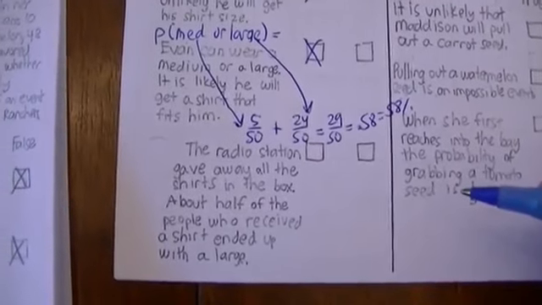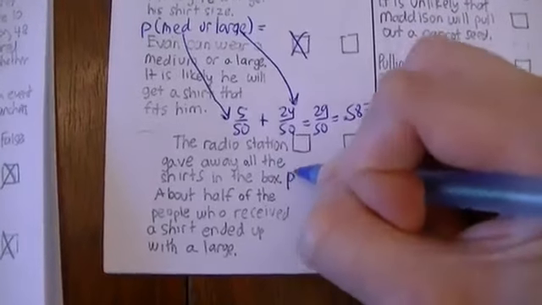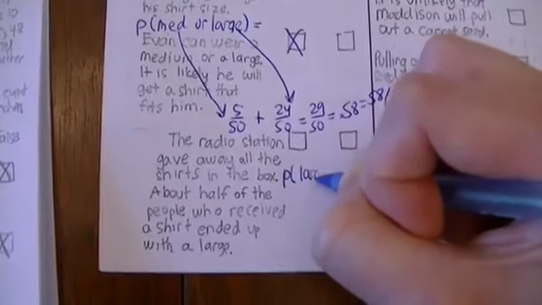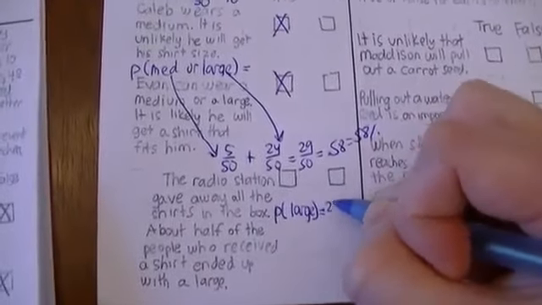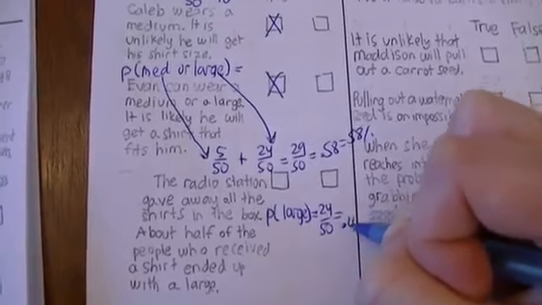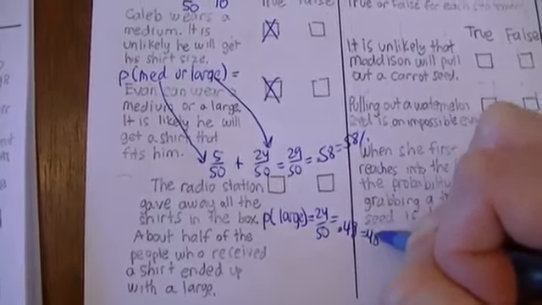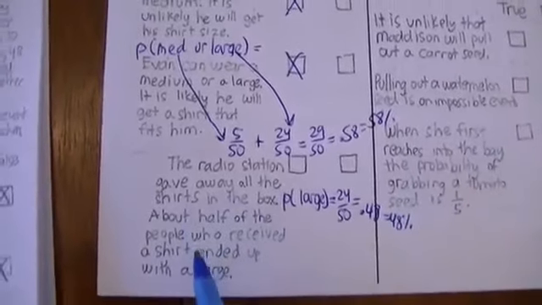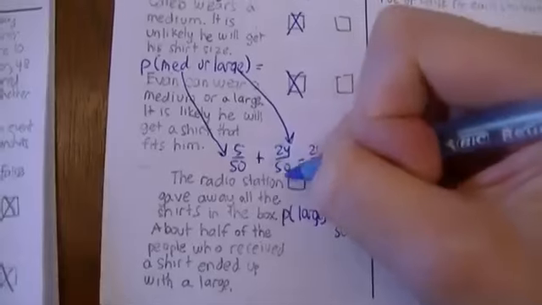Okay, the radio station gave away all the shirts in the box. About half of the people who received a shirt ended up with a large. So what was the probability of getting a large? 24 out of the 50. Yeah, that's almost half. 24 divided by 50 is 0.48, which is about 48%. So about half the people, yeah, about half. 48% is almost 50%, so that's about half.